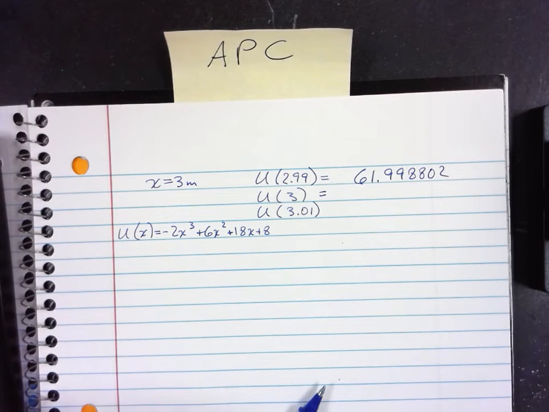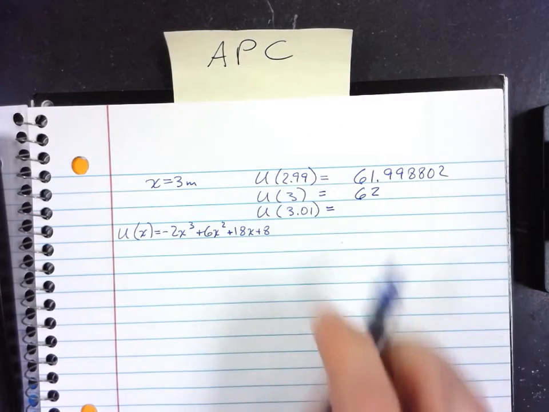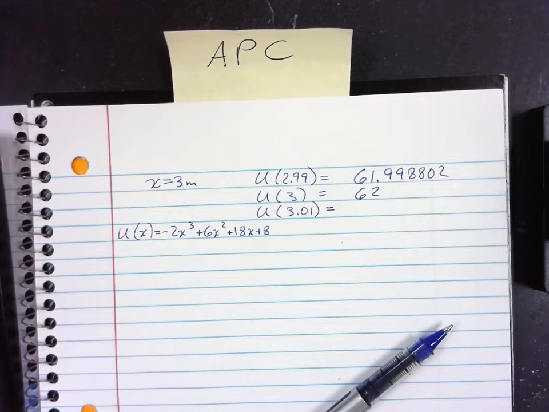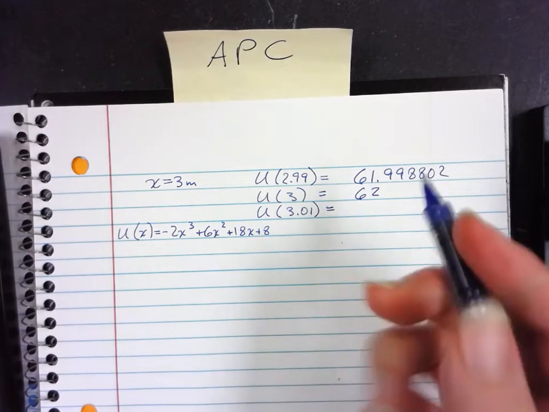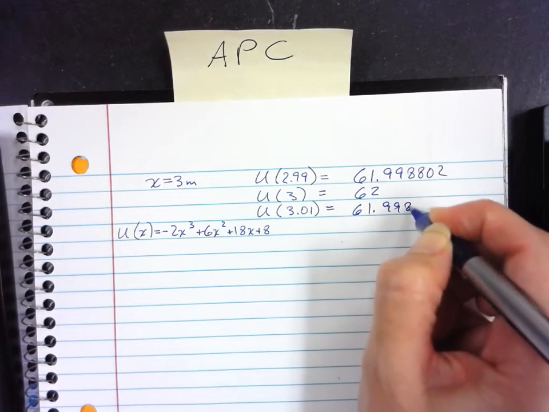Negative 2 times 3 to the third power plus 6 times 3 squared plus 18 times 3 plus 8. I get 62 exactly. And if I do 3.01, I get negative 2 times 3.01 to the third power plus 6 times 3.01 to the second power, or squared, plus 18 times 3.01 plus 8. And I get 61.998798.